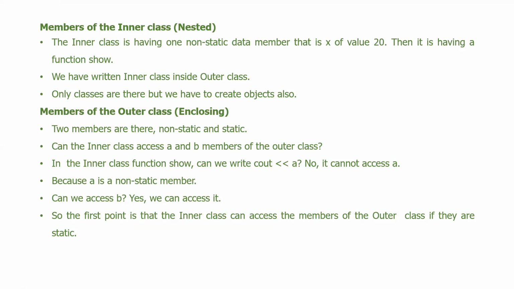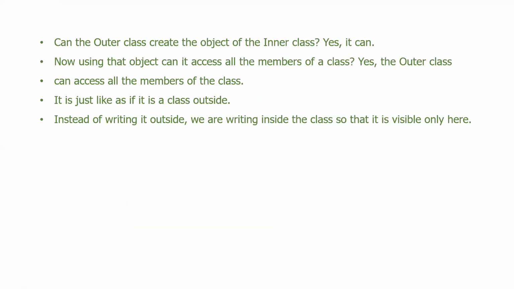So the first point is that the inner class can access the members of the outer class if they are static. Can the outer class create the object of the inner class? Yes, it can create. Now, using that object, can it access all the members of the class? Yes, the outer class can access all the members of the class. So it is just as if it is a class outside the outer class. Instead of writing it outside, we are writing it inside the class so that it is visible only here.